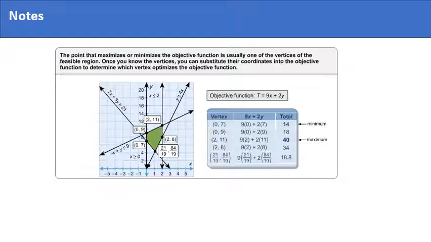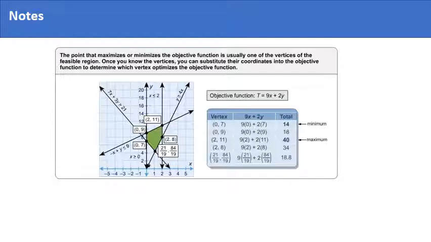All right, next we talked about linear programming. So the point that maximizes or minimizes the objective function is usually one of the vertices. So in this example, we find the feasible region, which is the shaded area in common, and that's that green area right here. You see that little green area? That is your feasible region. And then we take the points that make up the feasible region and we plug them into a table. We plug them into the objective function.